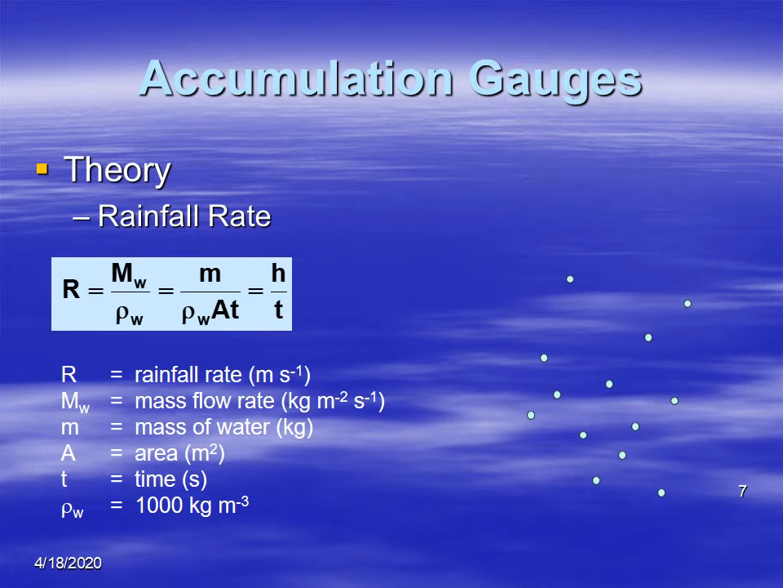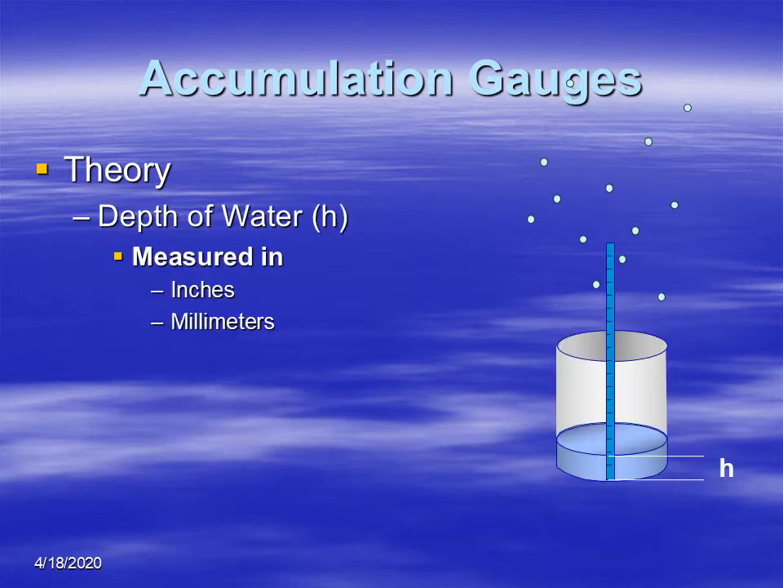So if we break down the density of water and start canceling lengths out and also masses, we're left with just the depth of water in a gauge over a period of time. And that's your rainfall rate, how that height changes over a period of time. The depth we measure is usually in inches, at least here in the United States. Most other countries use millimeters to measure the depth of precipitation in an accumulation gauge.